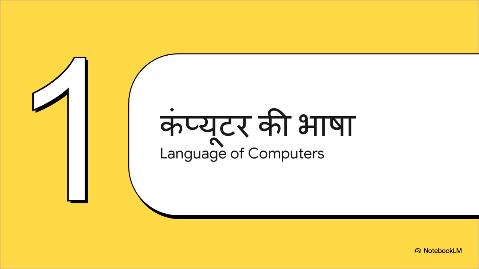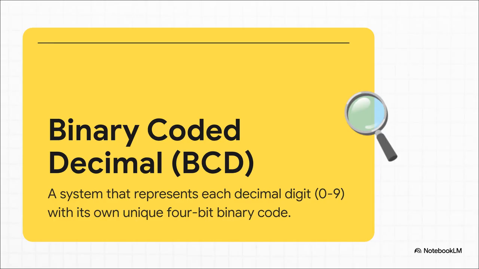Section 1, the language of computers. You see, before a machine can do anything, it needs a way to understand information. It needs a vocabulary. One of the really clever ways they figured this out early on was with something called binary coded decimal, or BCD.